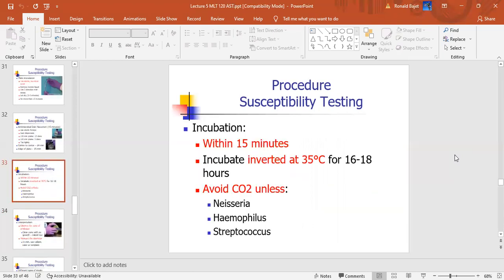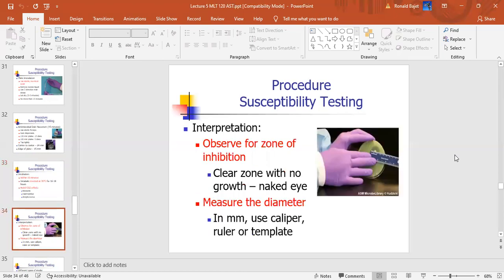And then you incubate it agar up, inverted. Incubate it at 35 degrees overnight. Avoid CO2 for incubation unless these are the special organisms: the Neisseria, the GC, Haemophilus, and Strep. Those need to be incubated in the candle jar or in a CO2 incubator. And then the next day, you're going to see your zone sizes.